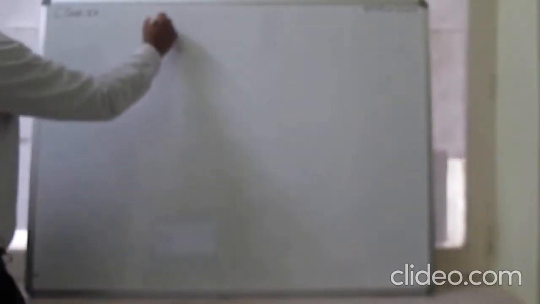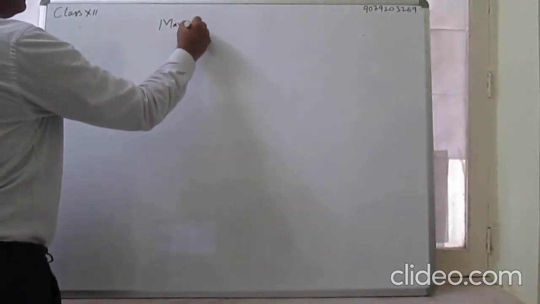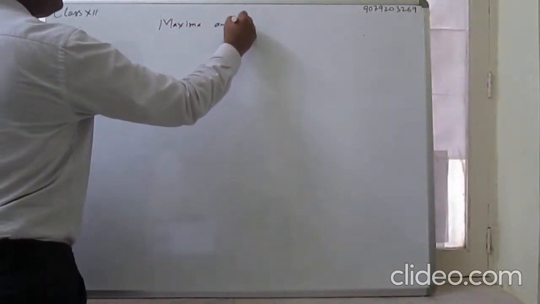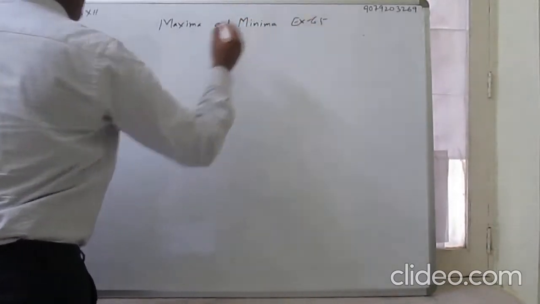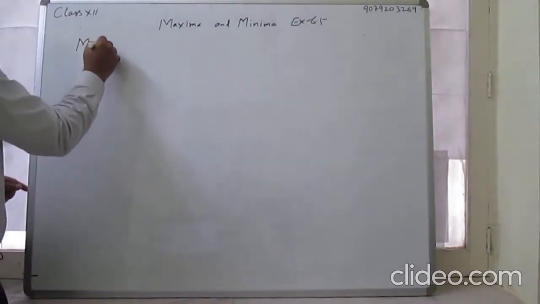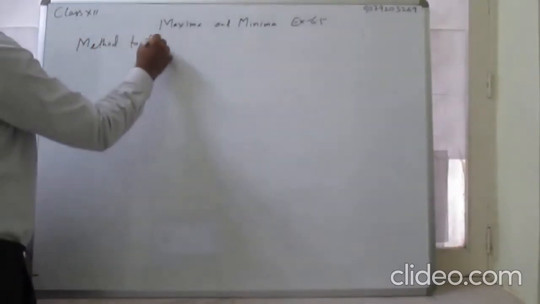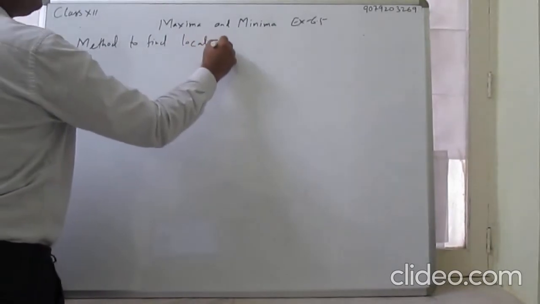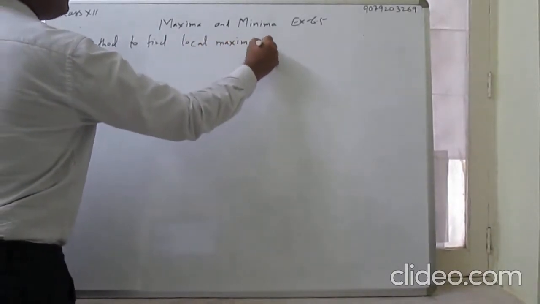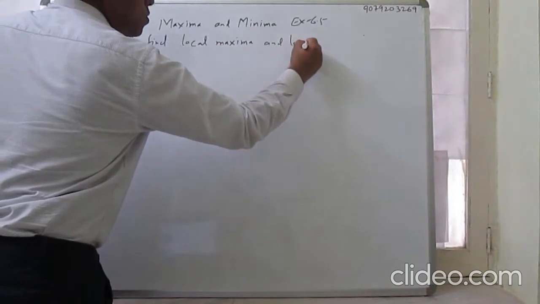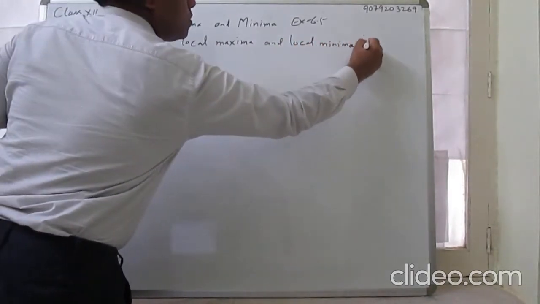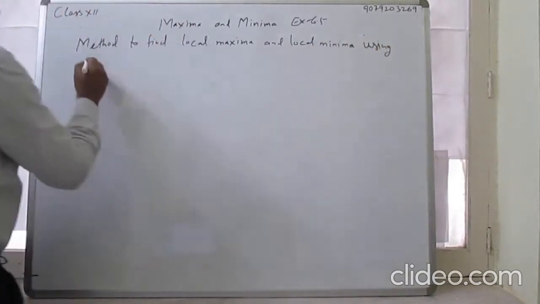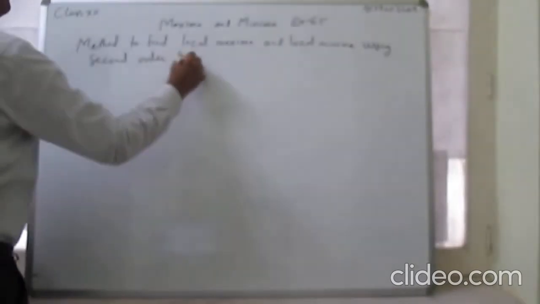Today we start maxima and minima. 6.5: method to find local maxima and local minima using the second order derivative test.